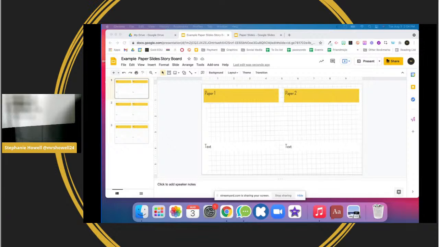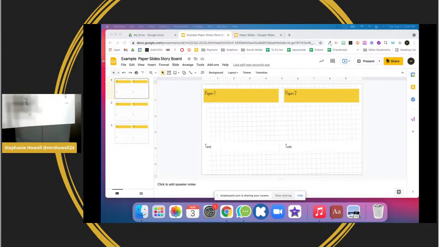So right here, I've got just a blank piece of paper. And I'm just going to write paper 1, or you can use my fun planning sheet, totally up to you. But I don't have a printer at home, so I didn't want to do that.